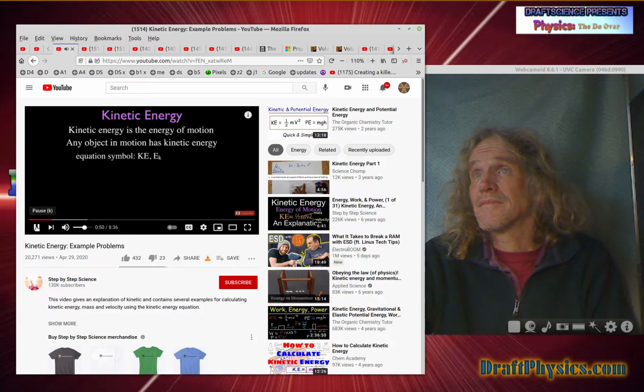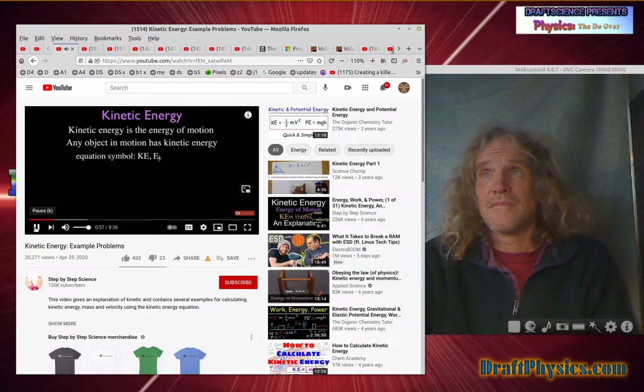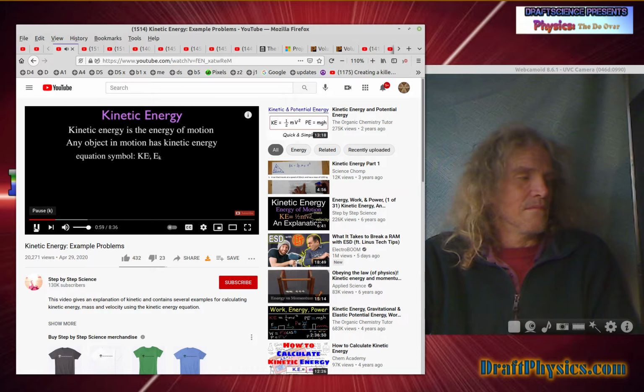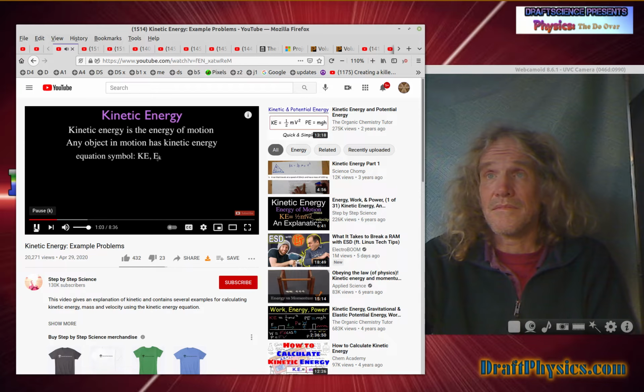The equation symbol for kinetic energy is KE. I think this is the one you see most often, KE, but you might also see E like energy, kinetic, like you might see EP for energy potential. But I think either kinetic energy, KE, that's what I tend to use, or EK, kinetic energy.